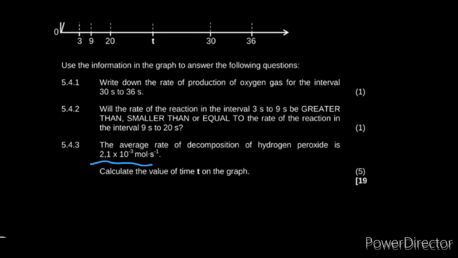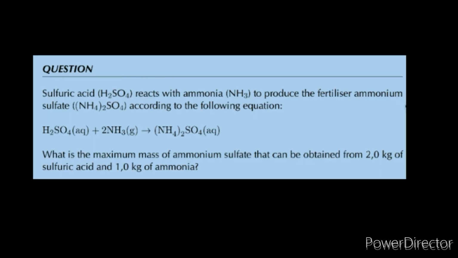So now before we do this question, let me just give you a small revision of stoichiometry. Alright, here is the situation. This is taken from Level grade 11. So they said sulfuric acid reacts with ammonia to produce the fertilizer ammonium sulfate. So that basically saying that this reacts with this in order to produce this. So they said, what is the maximum mass of ammonium sulfate that can be obtained from 2 kg of sulfuric acid and 1 kg of ammonia?